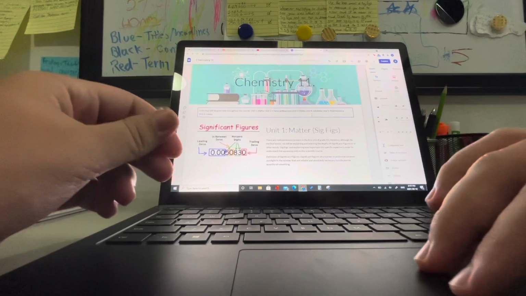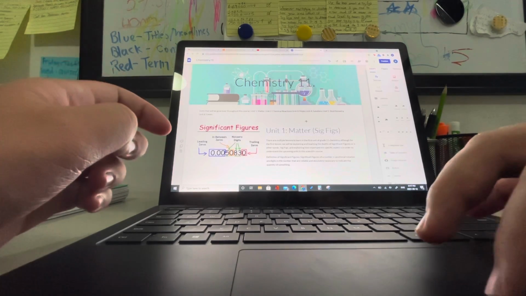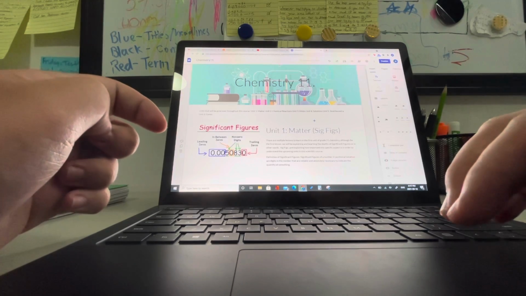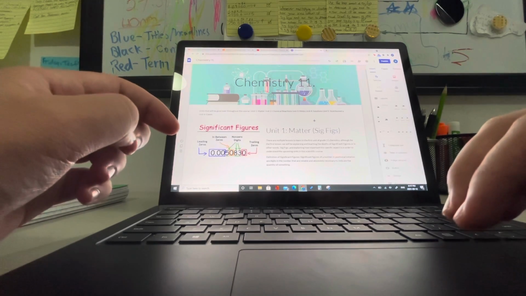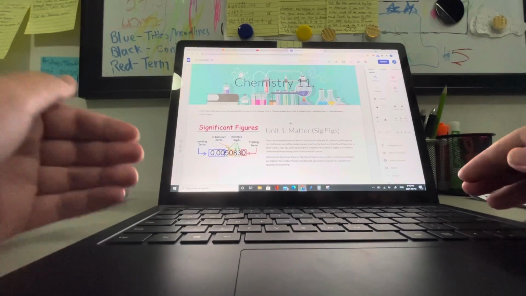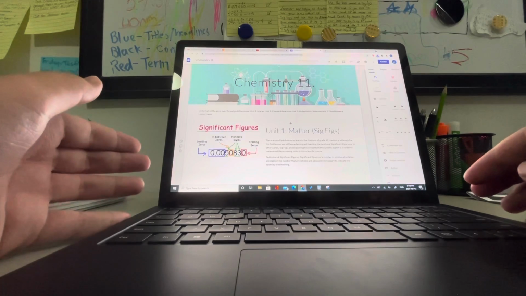So right now, Unit 1 is matter. We're going to be talking about matter, but significant figures fall under this unit, which is pretty significant on its own to learn, because it's going to literally get you prepared for the upcoming units, and not just that, but also grade 12 chemistry.